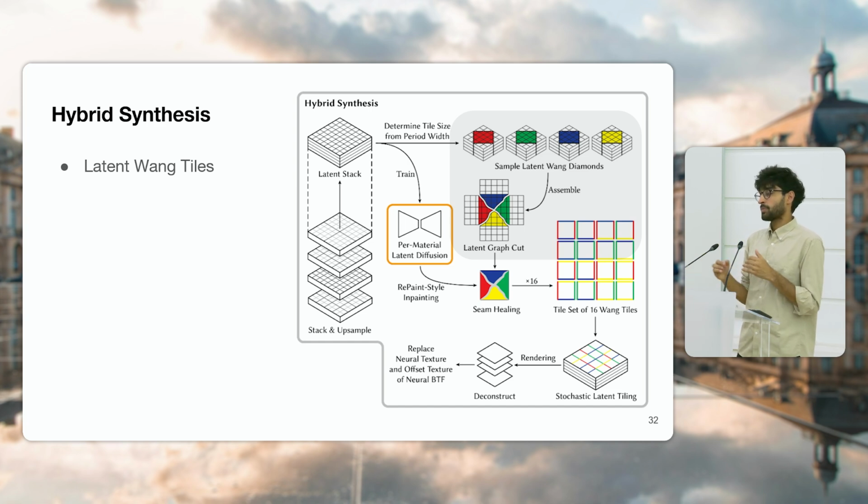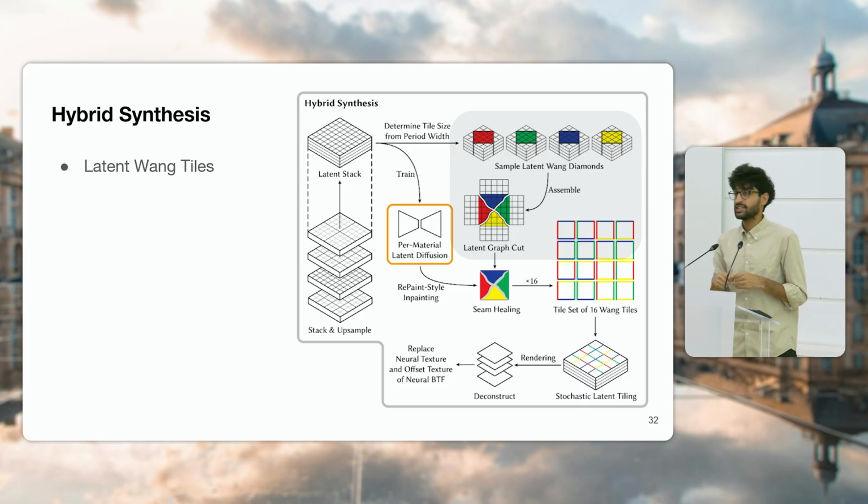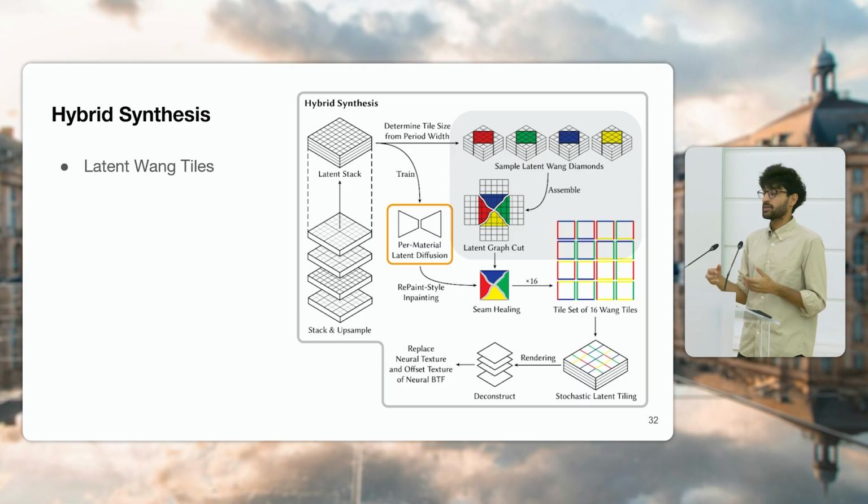To reduce boundary artifacts, we optimize the seams with a minimum cost latent space cut. This seam objective uses both appearance features and offset features, so neighboring tiles agree not only in color-like appearance, but also in view-dependent structure that affects shading.